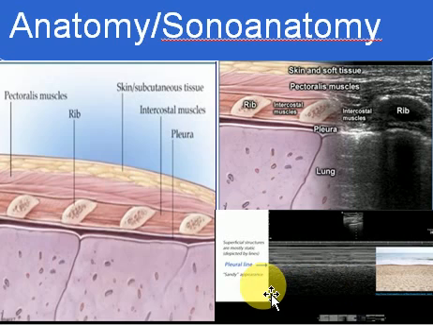In M mode, the movement of the lung is called lung sliding. The visceral and parietal pleura make granules appear like sand, and this is the pleural line. The skin and soft tissue are static and make a wavy line.